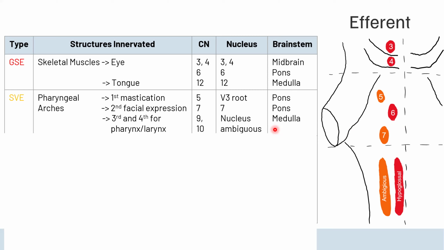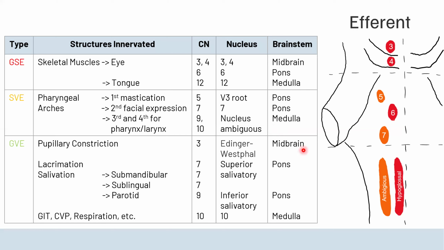Where is cranial nerve number 3: midbrain, pons, or medulla? Midbrain. Where is cranial nerve number 7? Pons. Number 9? And number 10? Perfect. You're absolutely correct. So let's take a look at that now.